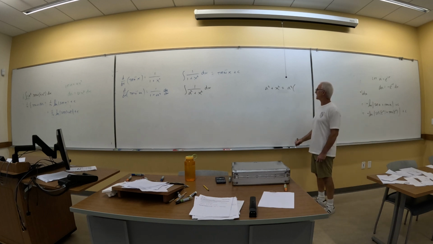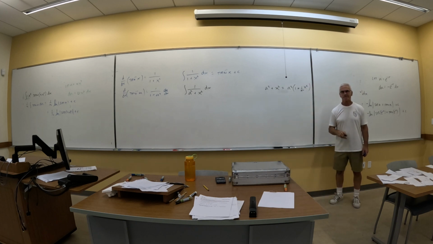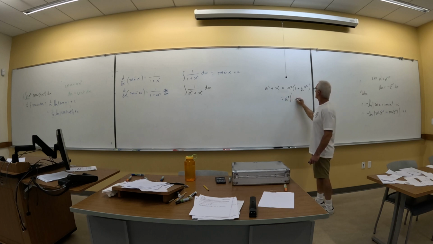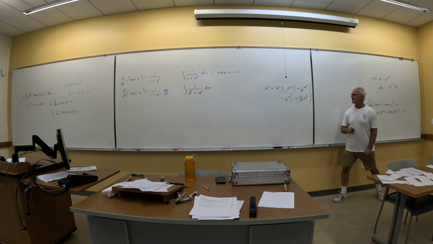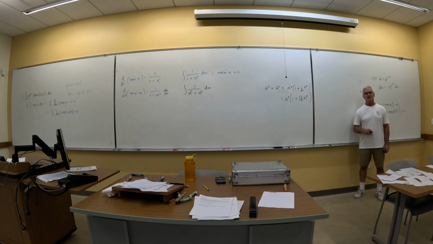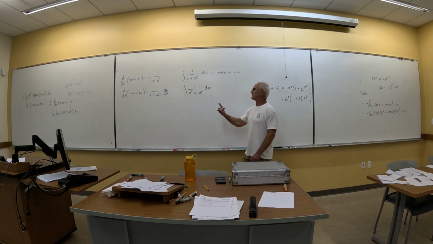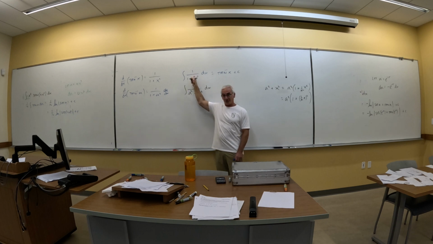What happens if I factor out the a squared? What will I get? 1 plus x squared over a squared. I'll put it in front like that. Do you agree? Yeah. How about that? Is that true? Yeah. Seems kind of weird. Why would I do something like that? Because I need to make this guy look like this guy.